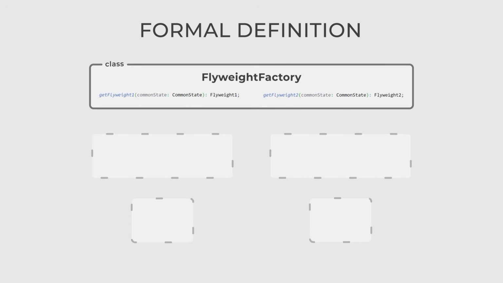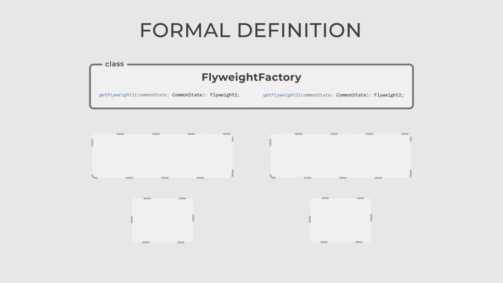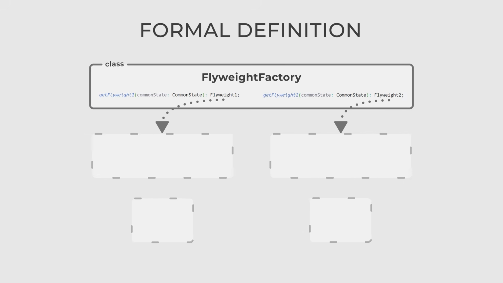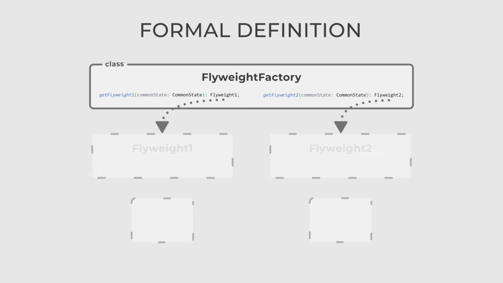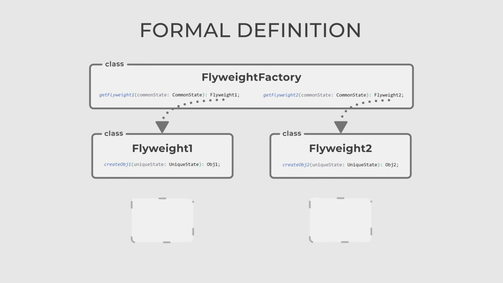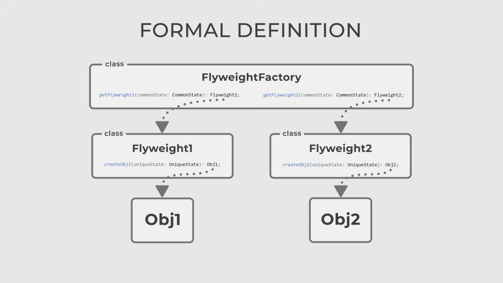There are three actors in this design pattern. First of all, Flyweight Factory. This is a class that contains methods for getting all available Flyweight classes. The Flyweight class is responsible for managing and creating Flyweight objects. It ensures that the shared state is reused. And objects are the classes that Flyweight creates and contain repetitive information that we are trying to optimize.